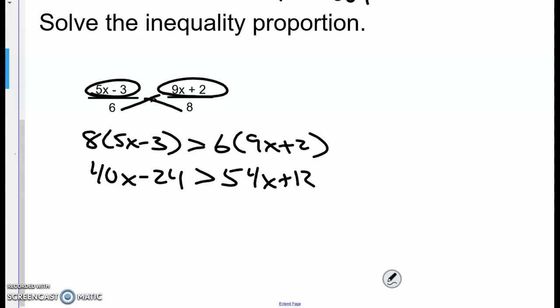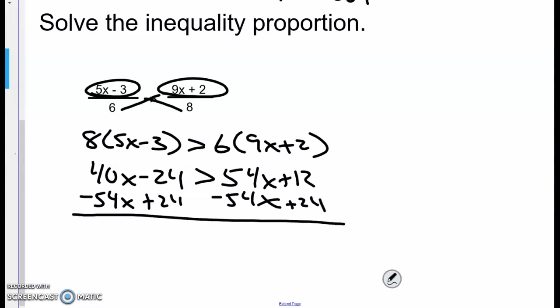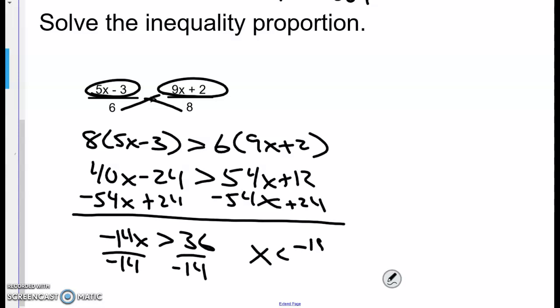And now I'm going to subtract 54x because I always want the x on the left side. I'm going to add 24 to both sides. And I'm going to get negative 14x is greater than 36. And now when I divide by negative 14 on both sides, I reduce that fraction and I flip the inequality. You should always be reducing fractions. And there's my answer. X is less than negative 18 over 7.